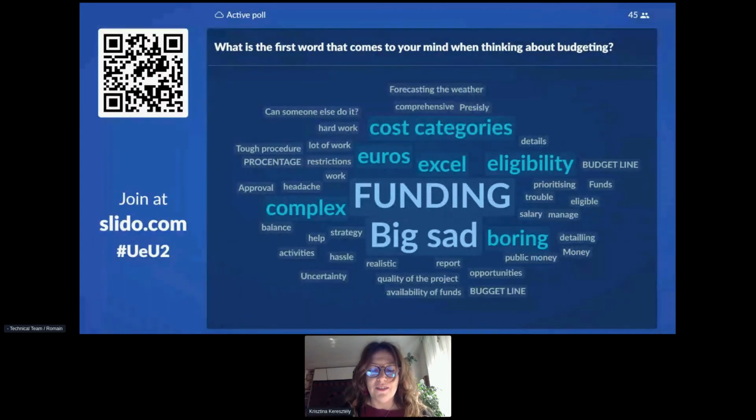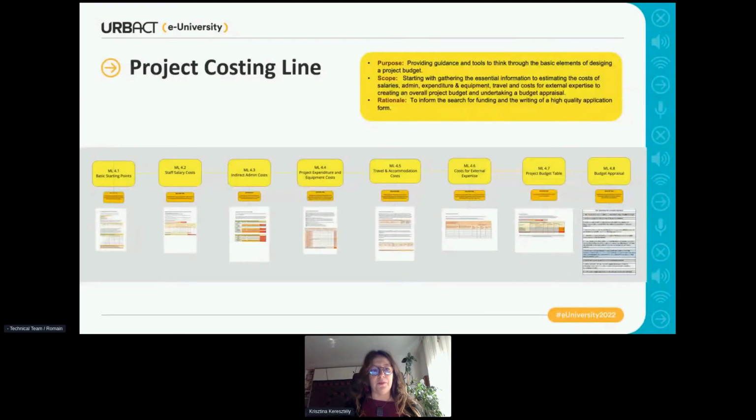Of course, maybe we will have this word cloud for later on, or we can see it at a later moment, but now we have to go on because the time is not so long. And I will ask the technical team to get back to the presentation, please.